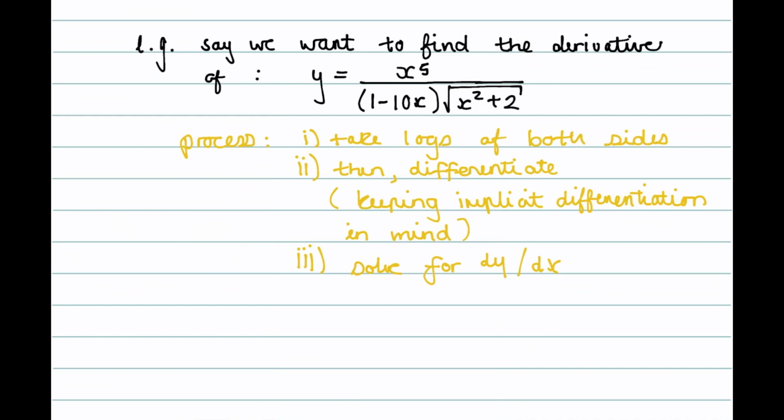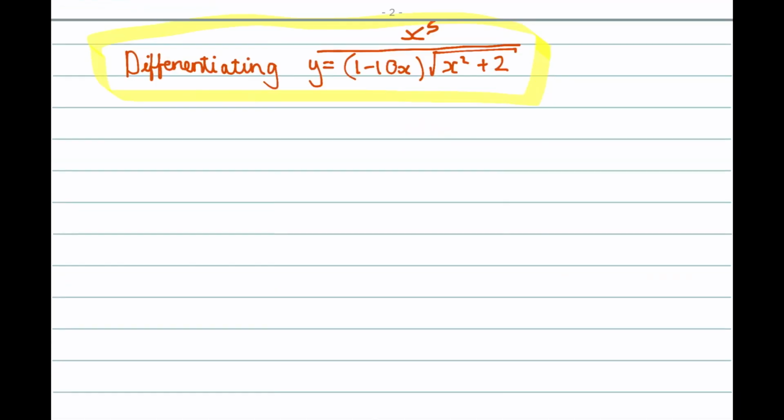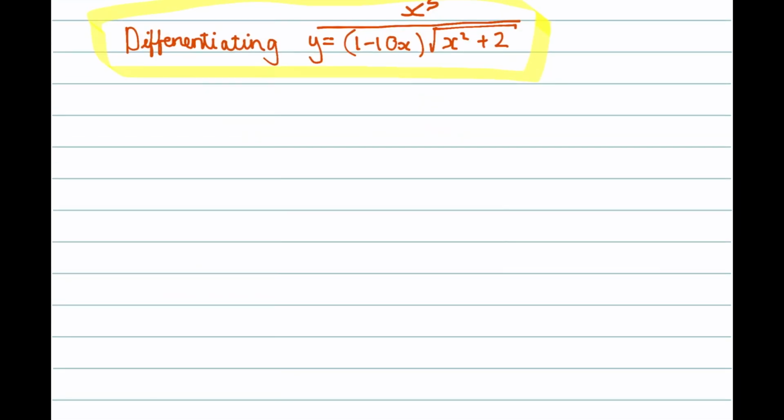After we've done that, we can differentiate both sides, keeping implicit differentiation in mind. This is when y becomes y as a function of x, so we have to differentiate with the chain rule. After we do that, we can solve for dy dx. So let's differentiate.